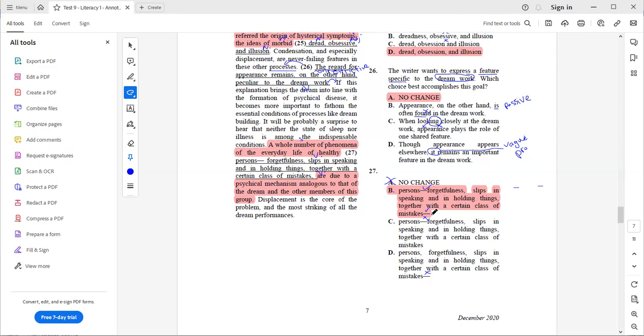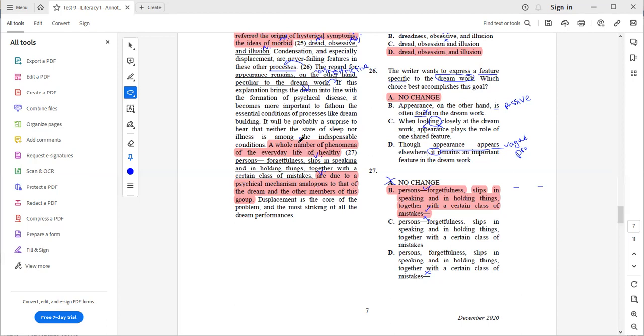27, Dr. Hamza. Read it, please. A whole number of phenomena of the everyday life of healthy persons are due to a physical mechanism analogous to that of the dream and the other members of this group. If you look at all the choices, you're going to find that they are the same. The problem is in punctuation. So there's a grammar question. So let's find each of them.